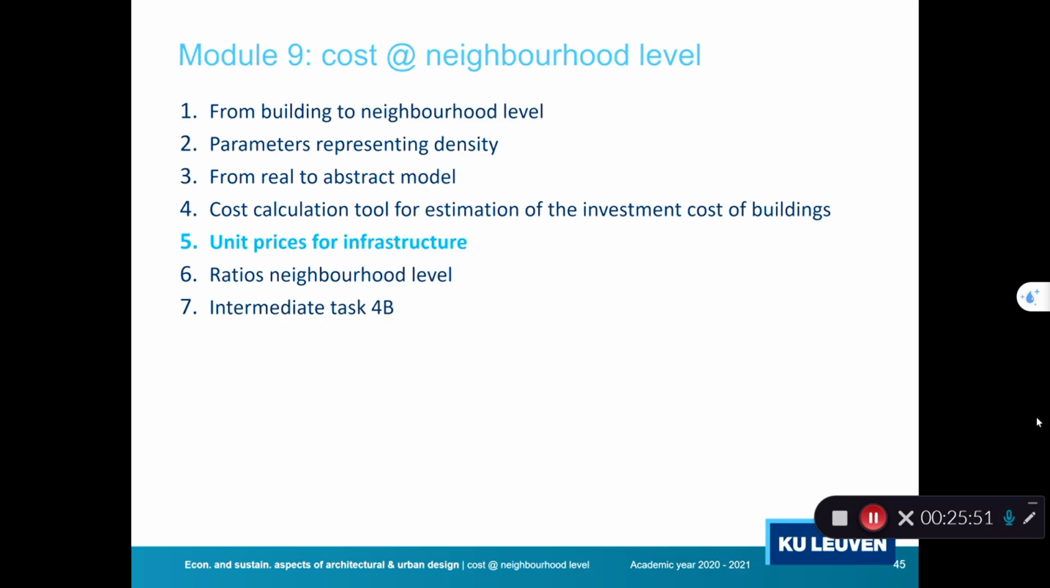And with this, I will end this presentation. The next presentation will focus on the prices and makes the step together with the ratio calculations to the full cost estimation at the neighborhood scale.